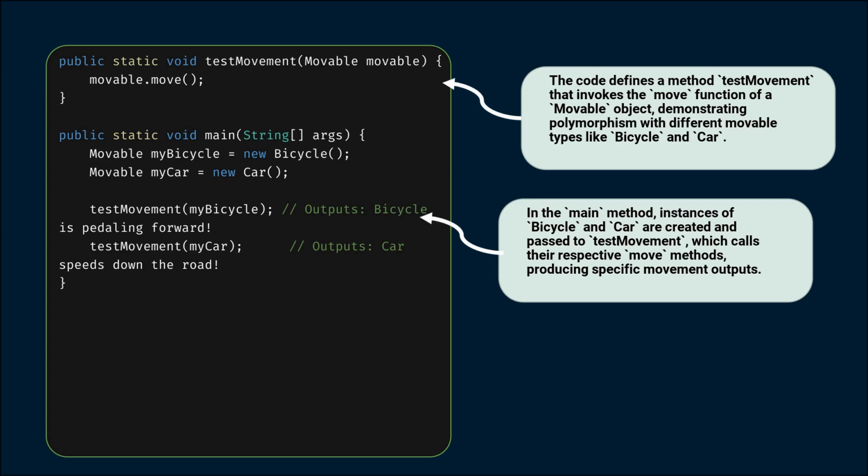This example illustrates how polymorphism enables us to extend our code effortlessly. If we wanted to add another vehicle, say a bus, we simply need to implement the movable interface, and it would work seamlessly with the testMovement function without altering any existing logic. This is a powerful feature of object-oriented design, providing both flexibility and maintainability.